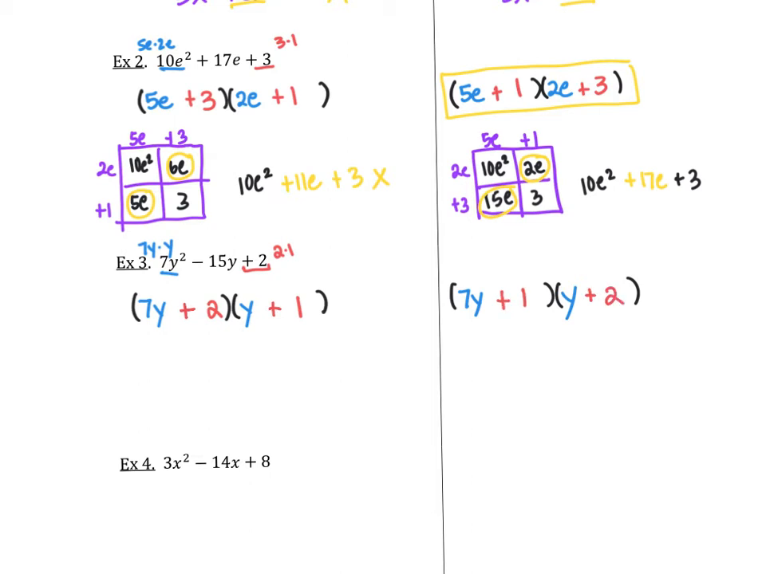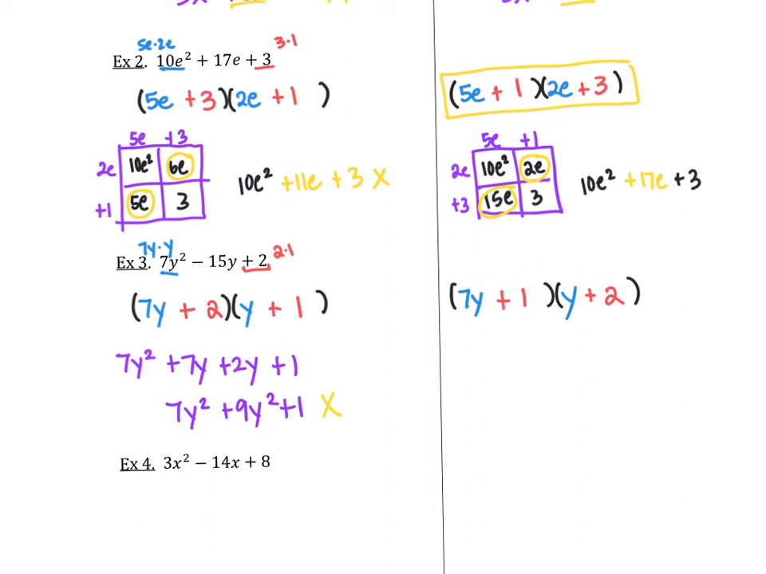Okay, let's see. I'm going to distribute this time. So 7y times y, 7y to the second, 7y times 1, 7y plus 2 times y, plus 2 times 1. 7y to the second plus 9y plus 2. Is that what I wanted? It is not. Okay, fail. Next one.